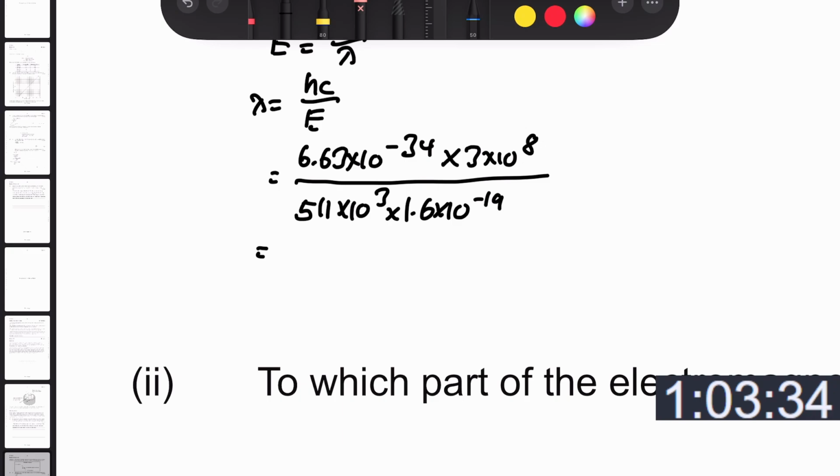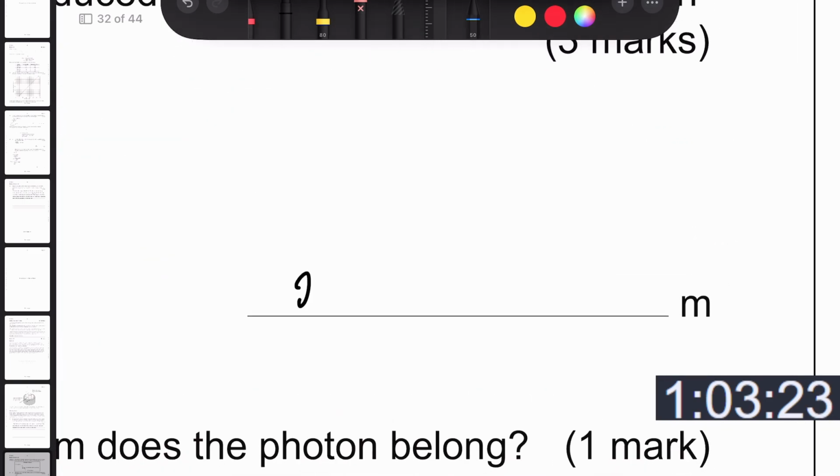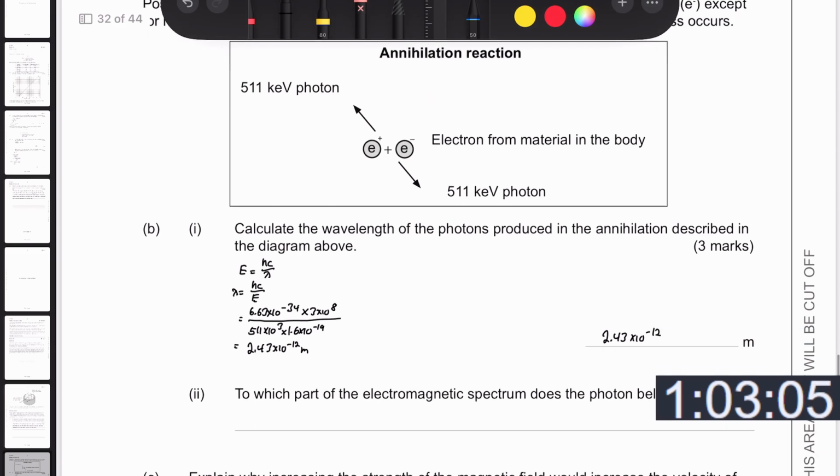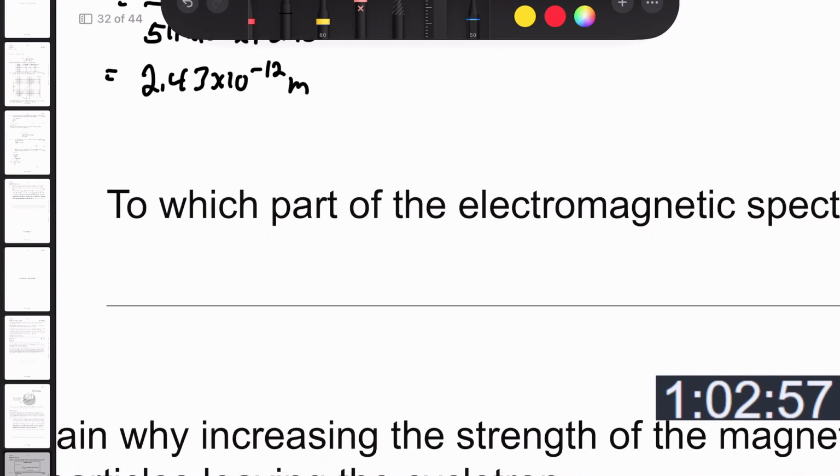So 3 times 10 to the power of 8, 511, 1.6 times 10 to the negative 19. I get 2.43 times 10 to the negative 12 meters. That's a 511 kilo electron volt photon. To which part of the electromagnetic spectrum does this photon belong? Well, if the wavelength is that small, this is definitely gamma rays.